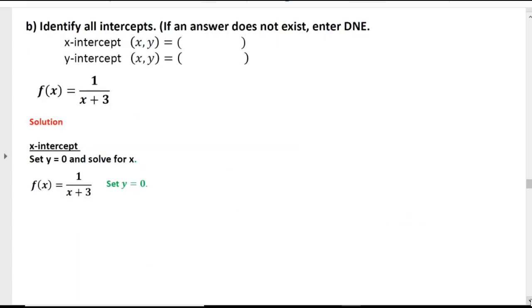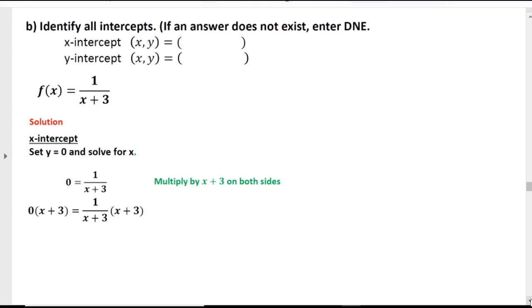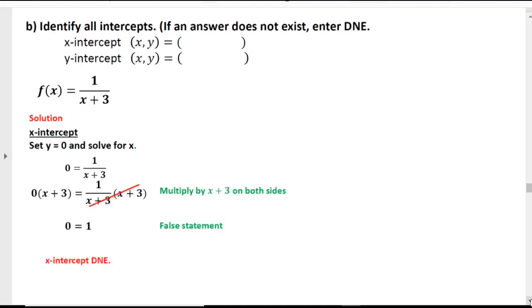The x-intercept, we let y equal 0 and solve for x. So in order to solve for x, I'm going to multiply by x plus 3 on both sides. So we end up with x plus 3 times 0 is 0. X plus 3 times 1 over x plus 3 is 1. So 0 does not equal 1. So that means that there's no x-intercept.